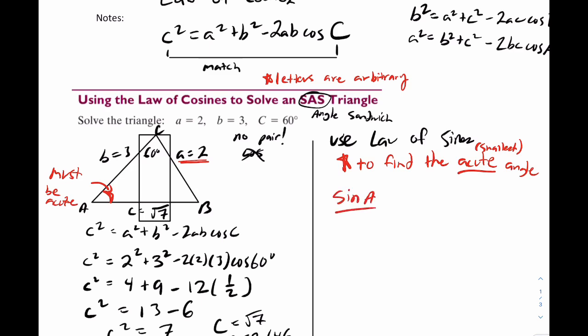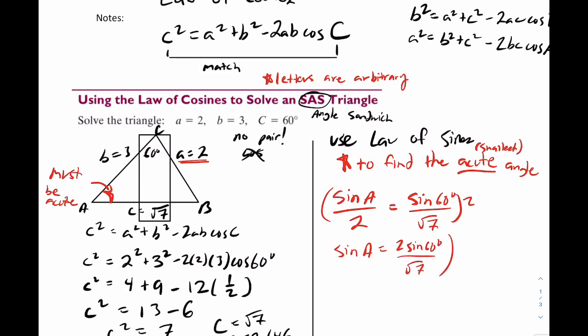Sine of A over 2 is equal to sine of 60 over root of 7. Let's multiply by 2. So sine of A is equal to 2 sine 60 over root of 7. We're going to sine inverse this, and we get A is equal to 40.9 degrees.